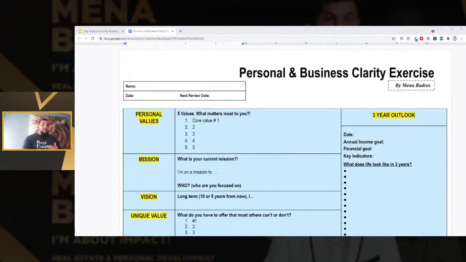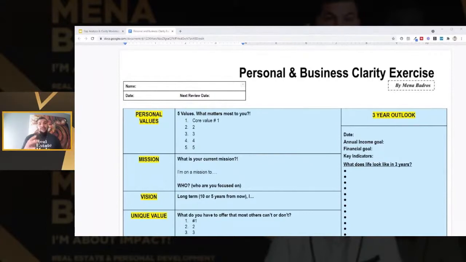And then the who. In the mission is the who. Who am I helping? Who am I serving in this mission? Maybe you're focused on millennial home buyers that never bought a home before, and you really want to educate and guide them throughout that process. So that's your mission, and that's the who. That's who you're focused on.